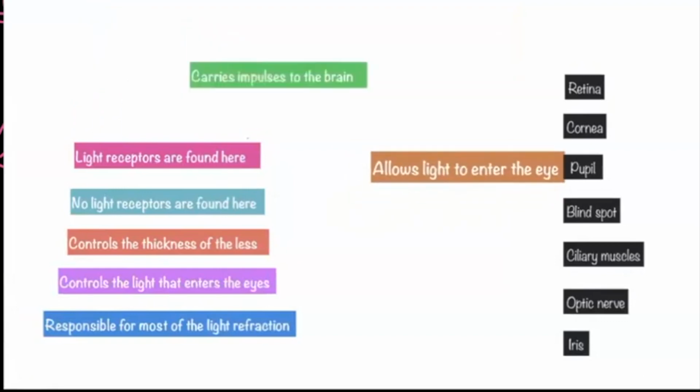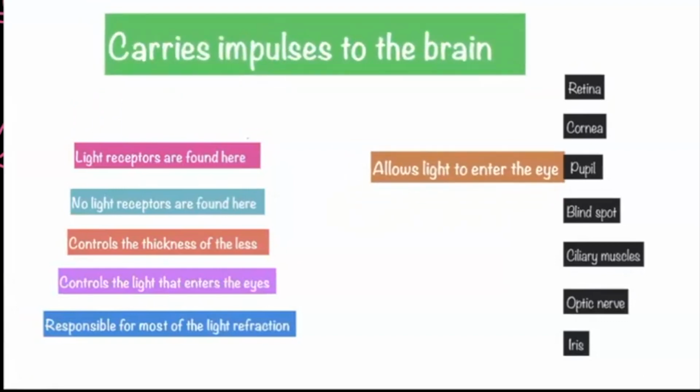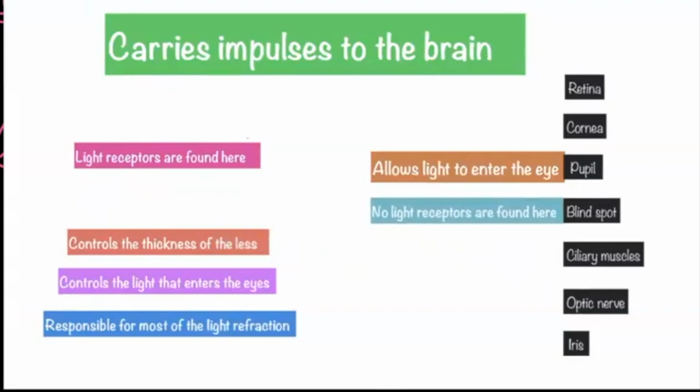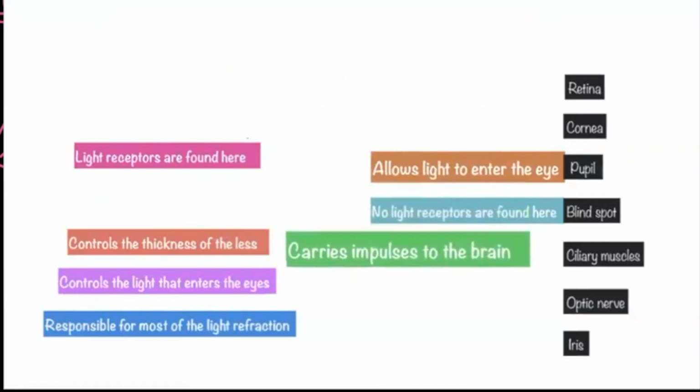It says carries impulses to the brain. Then what am I talking about here? It's some part that is meant to carry impulses to the brain. No light receptors are found here, blind spot. All right, so no light receptors is the blind spot. And then if they carry impulses to the brain, then it must be what? Optic nerve. Optic nerve, right?